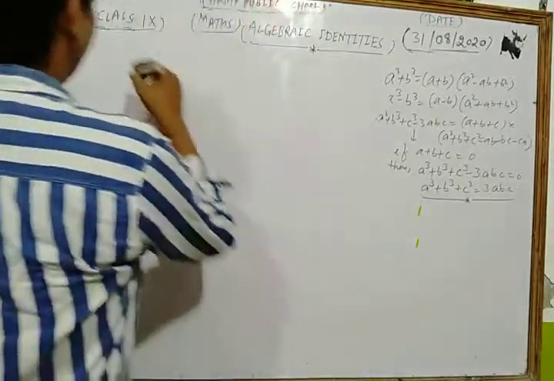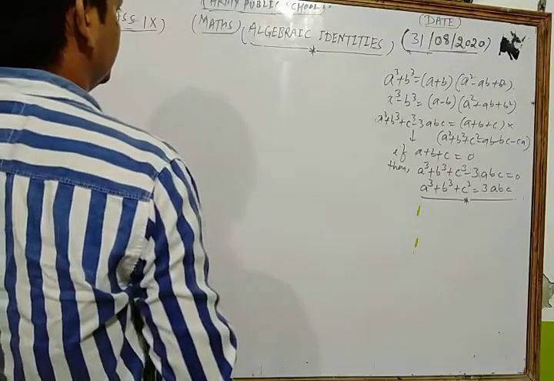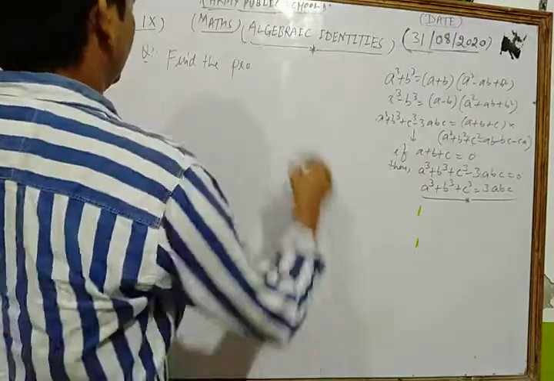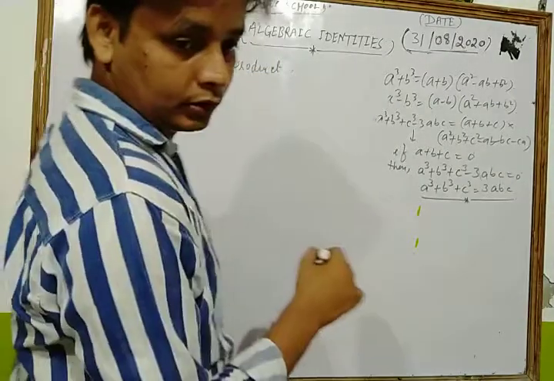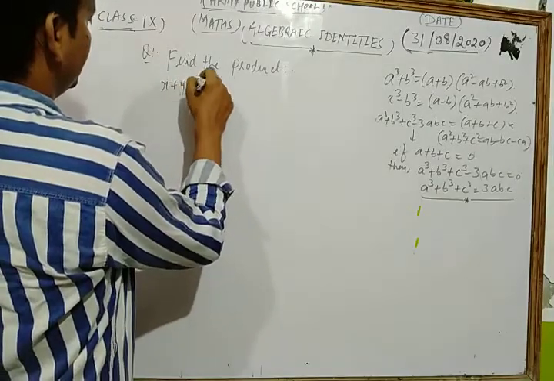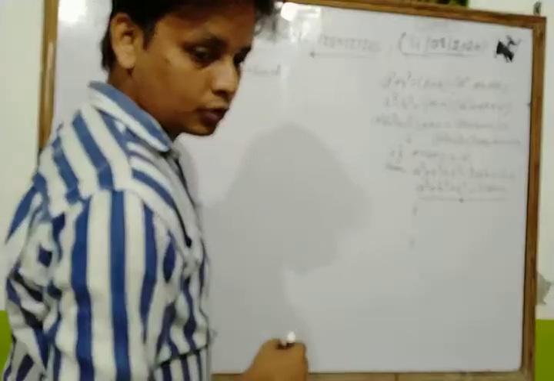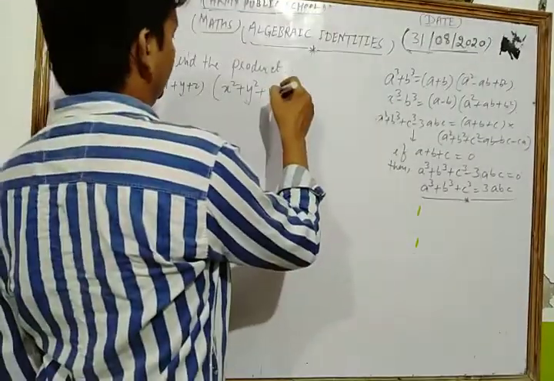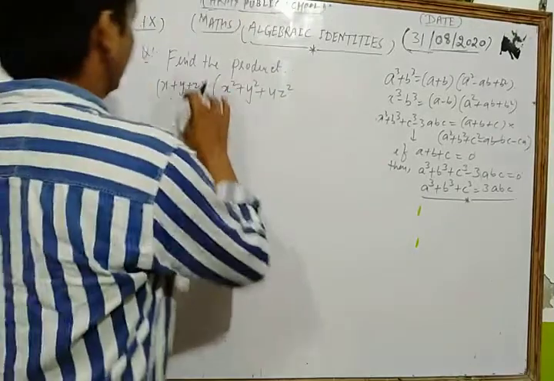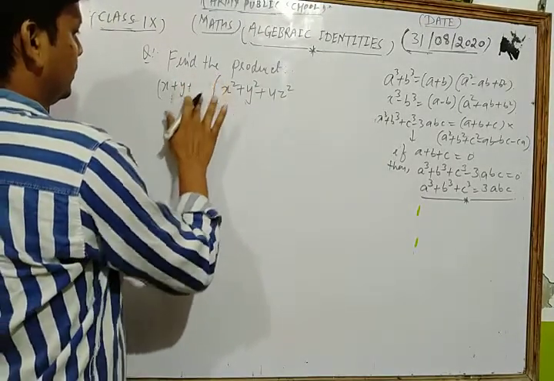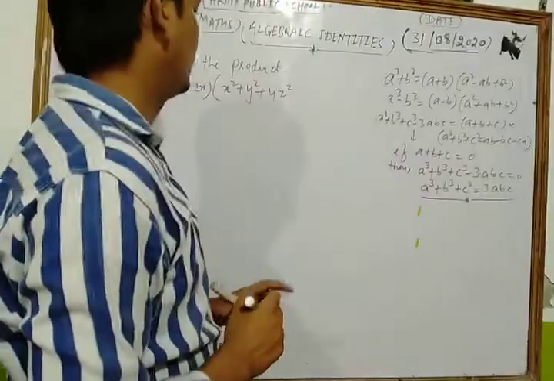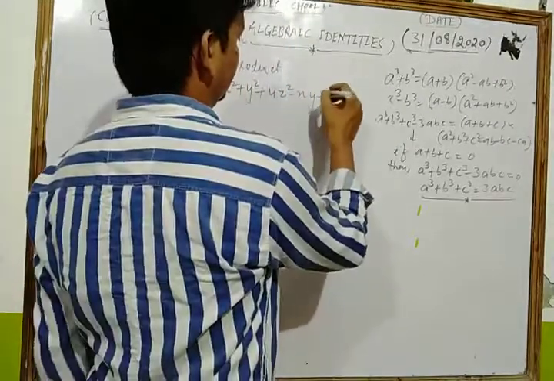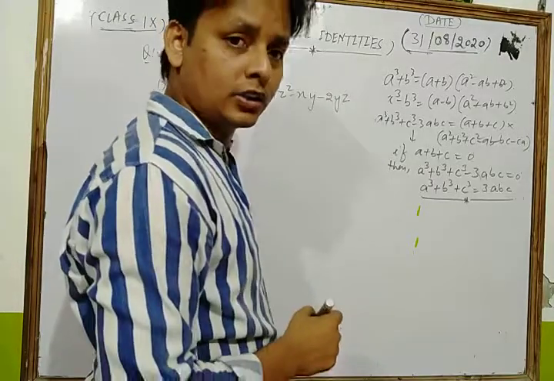The question is: find the product. The expression is (x plus y plus 2z) in another bracket (x square plus y square plus 4z square minus xy minus 2yz minus 2zx).